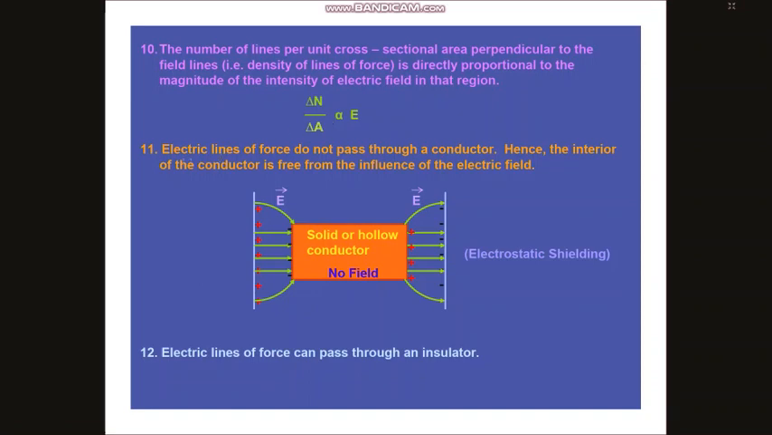11th, electric lines of force do not pass through a conductor. Hence, the interior of the conductor is free from the influence of the electric field. 12th, electric lines of force can pass through an insulator.